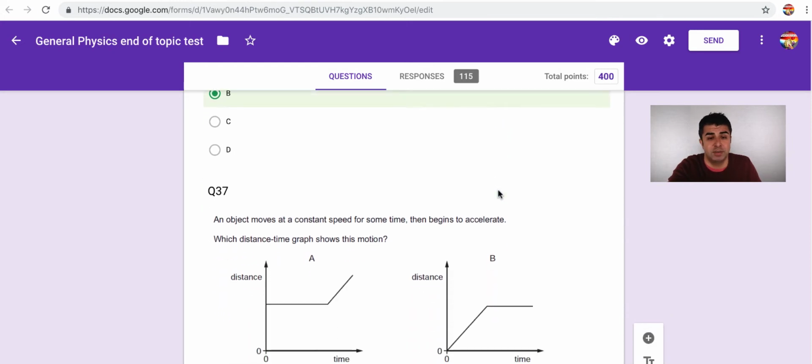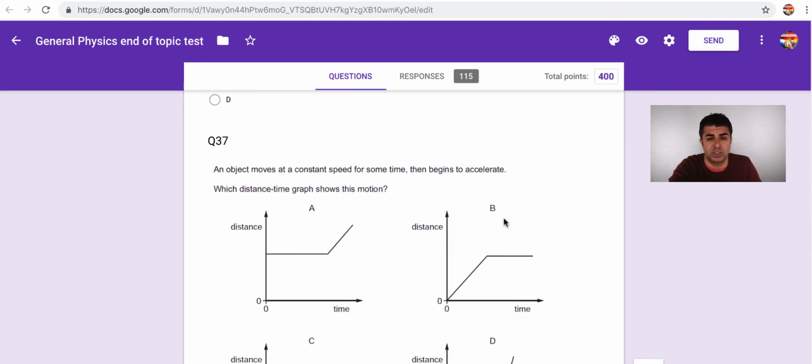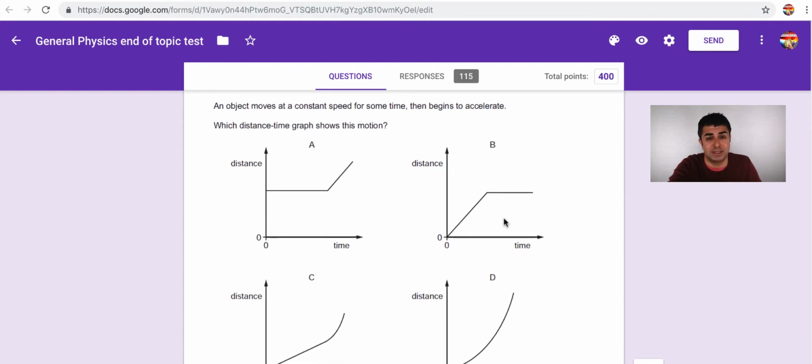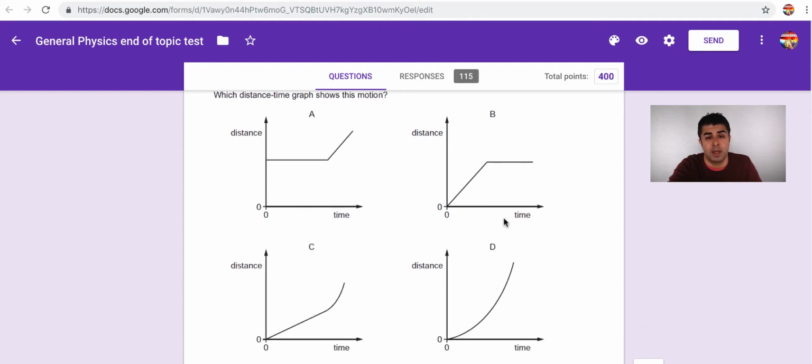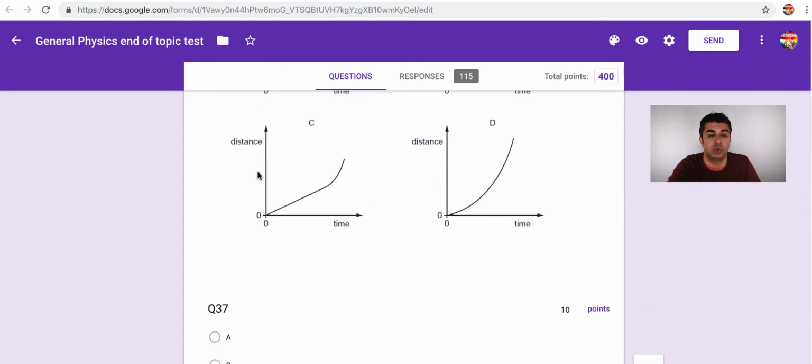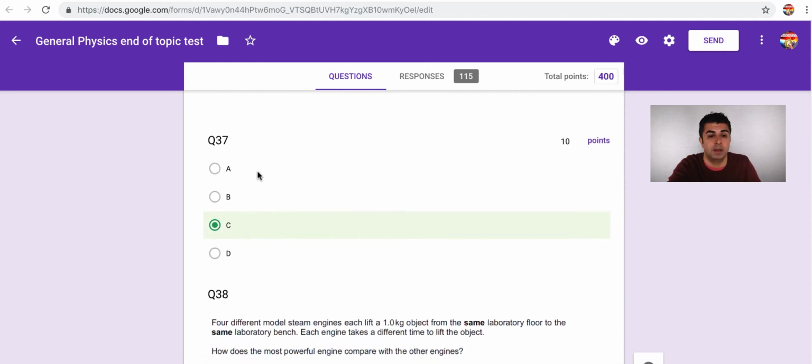Question 37. An object moves at a constant speed for some time, then begins to accelerate. Which distance time graph shows this? So constant speed is here on the distance time graph, and then it accelerates, it's curving up the way. The answer is C. Students might pick A, and A would have been correct if it was a speed time graph and not a distance time graph. Many people found this quite difficult to understand. The answer is C.